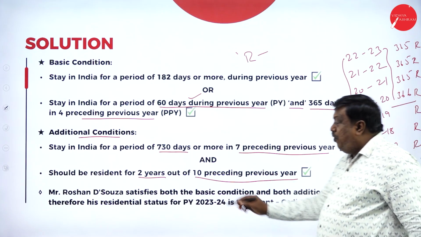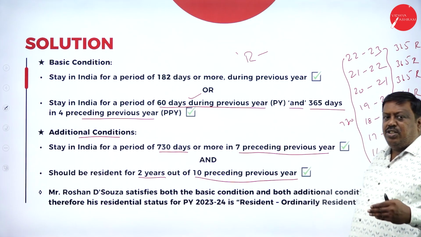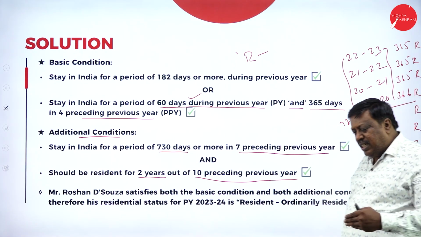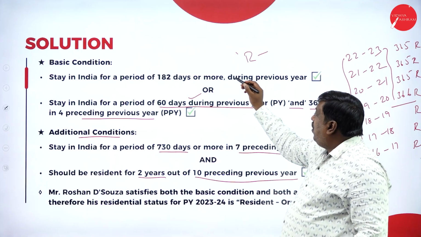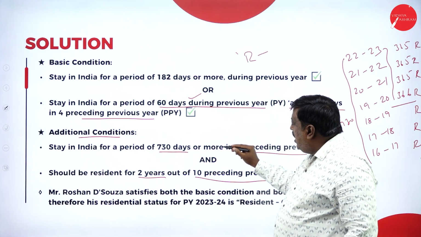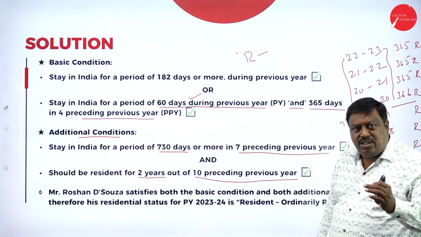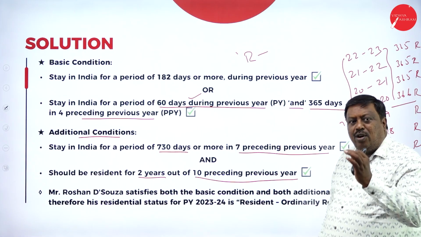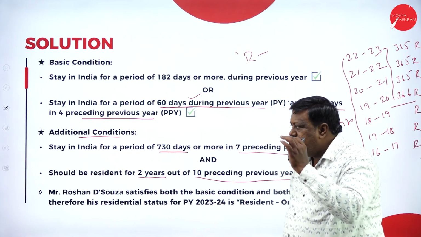They are asking only for 2 years. I'm more than that one here. So I've satisfied my second additional condition. Therefore, my status for 2023-24 will be where I've satisfied both the basic condition and both the additional condition. Therefore, my status will be resident, ordinary resident for 2023-24 as per Income Tax Act of 1961.